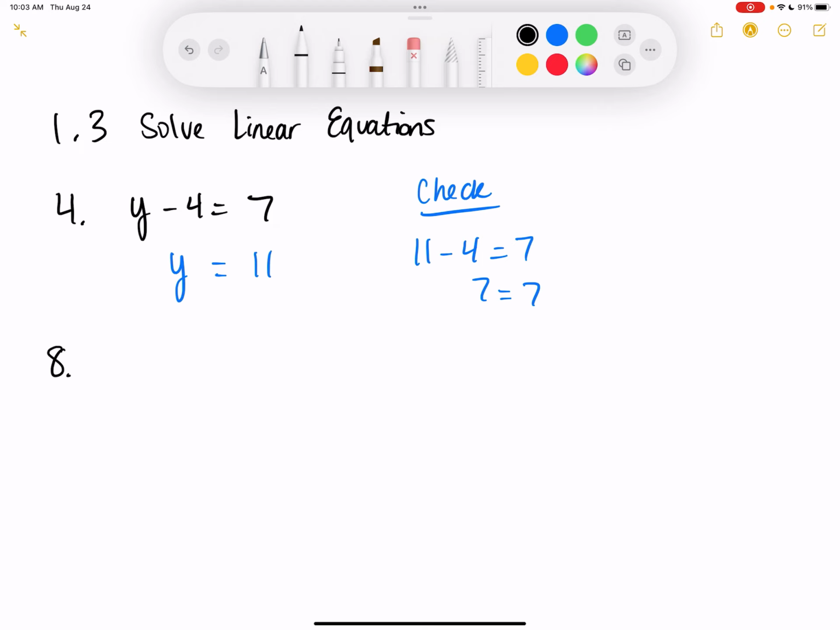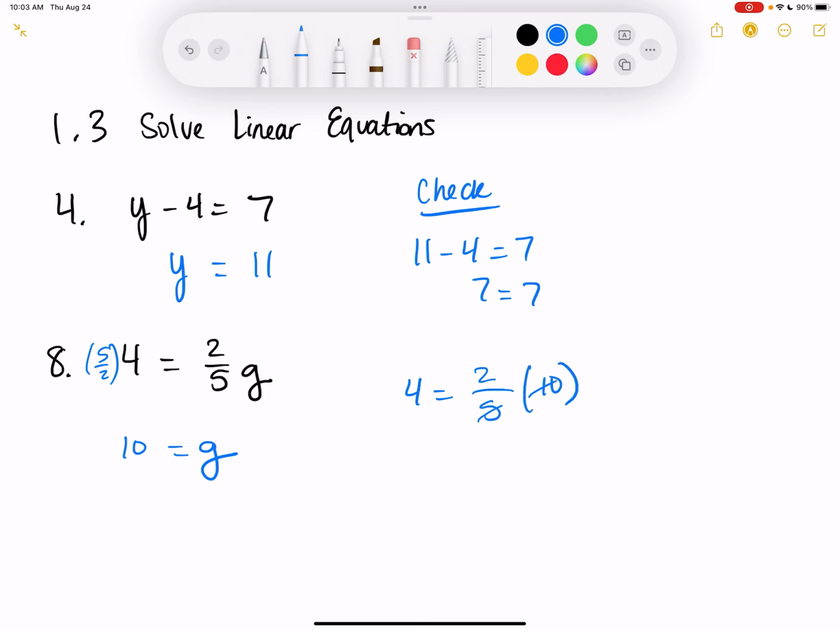8. 4 is equal to 2 over 5 times g. What do I do with this one? Yep, so that's going to be times 5 over 2. So that is, what was that, 10? And then, 4 is equal to 2 over 5 times 10. So 4 equals 4. I know, it's awful.